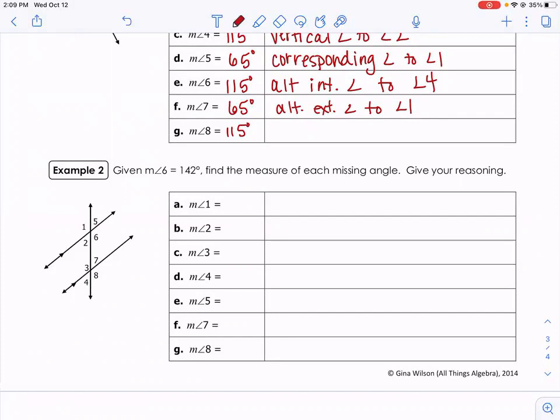I was just trying to see. Also 6 and 8. Corresponding would be 142 because it's a corresponding.